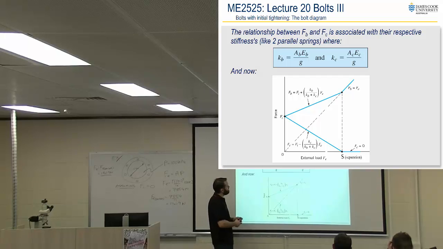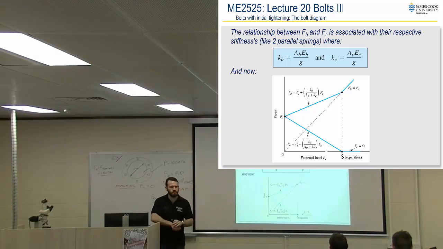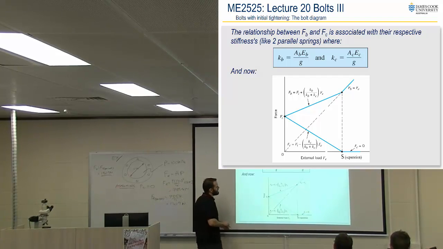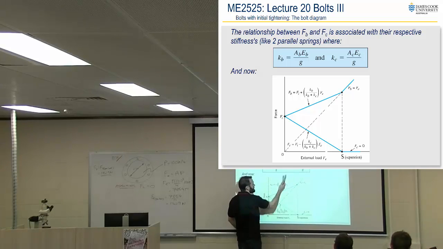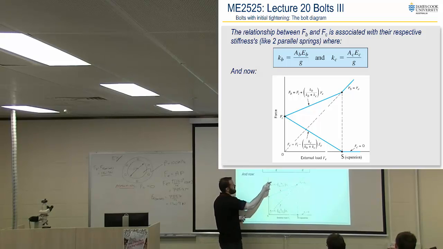And so it actually depends on the stiffness of the bolt, and the stiffness of the clamped area of the plate, or the gasket, depending on what you're talking about. Okay? And we calculate that stiffness using these equations. Now these are from your textbook. I could have rewritten them, but it was easier just to do this.